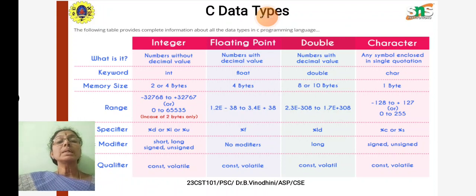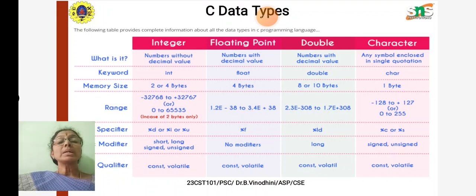What is the memory size of each? Integer holds 2 bytes of data, floating point holds 4 bytes, double holds 8 bytes, and character holds 1 byte. Each data type is either unsigned or signed, and based upon that the range of each data type varies.